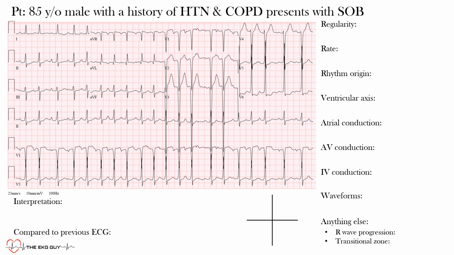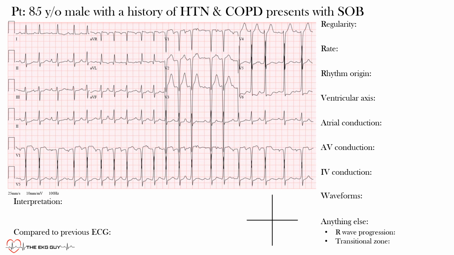Before we get started, let's review the approach we've been using to interpret the EKG. Notice we have the patient's clinical presentation and then the EKG below it. On the right side of the screen, you'll see that we have a list that we'll go through before making a final interpretation. First, there's the regularity of the rhythm. That is, are we dealing with a regular or irregular rhythm? If it's irregular, is it regularly irregular or irregularly irregular?